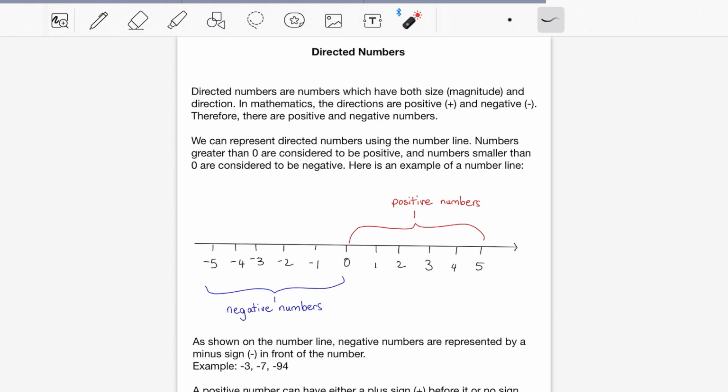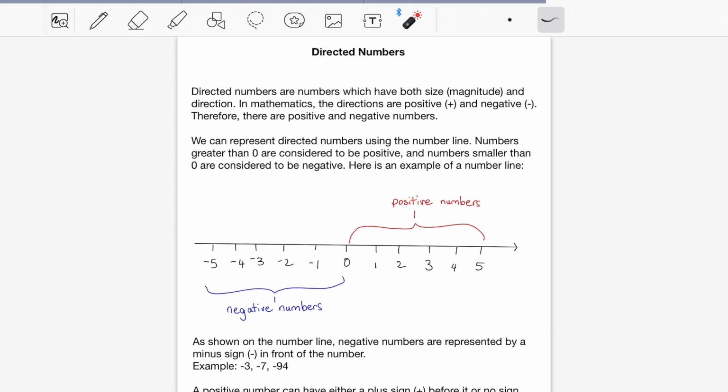Now, positive numbers, we don't necessarily need a plus sign in front of that number. It can be there, but if it is not there, we still assume the number is positive. Interestingly, 0 is neither negative nor is it positive. So when we want to talk about 0, we can say it's neutral or we can say it's non-negative.